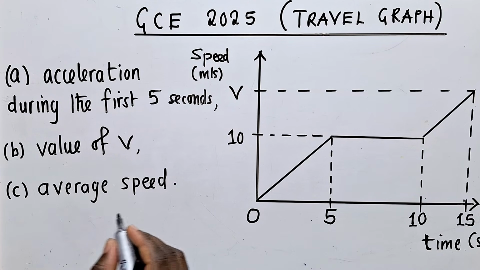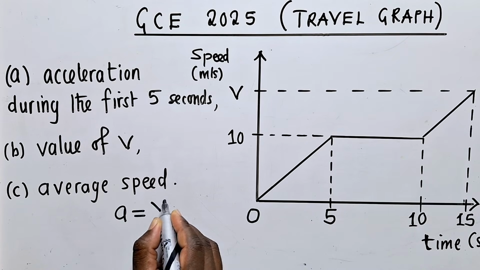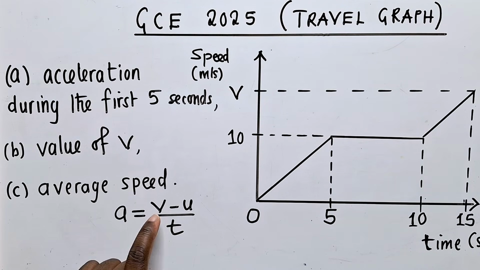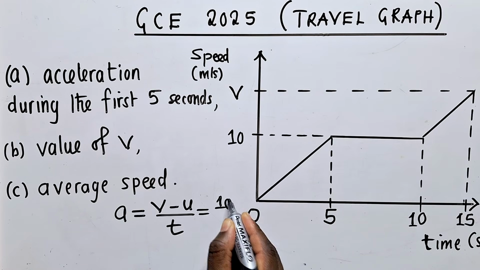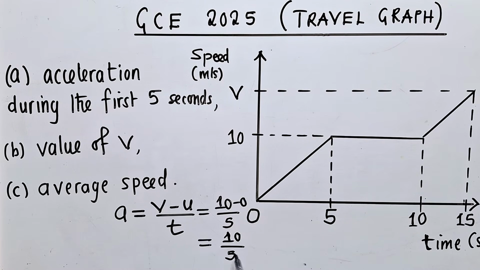So acceleration, just remember the formula, which is a equals v minus u over t. So what is our v? Our v will be equal to 10, and our u will be equal to 0, over t, which is 5. When you do the calculation, this is simply 10 divided by 5, which gives us 2 meters per second squared.